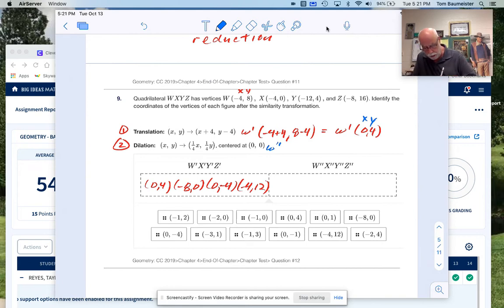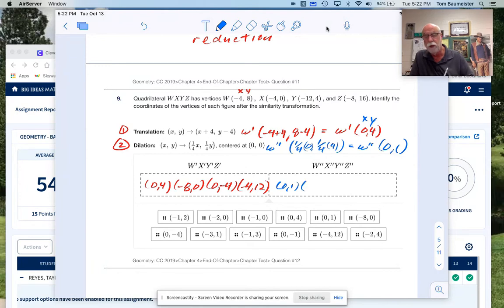I'm going to take 1/4 of 0, and I'm going to take 1/4 of 4. Well, 1/4 of 0 is 0, and 1/4 of 4 is 1. All right, so same thing. I did the W prime. You can figure out the other ones for yourself. Just plug them in just like I did there. So I'll have 0 and 1.